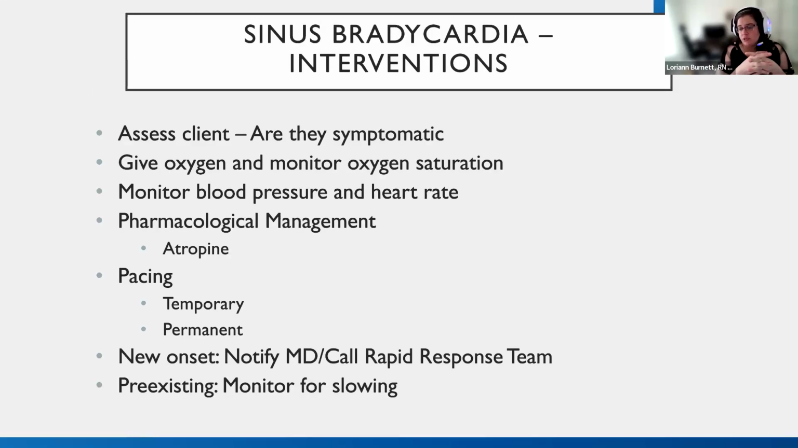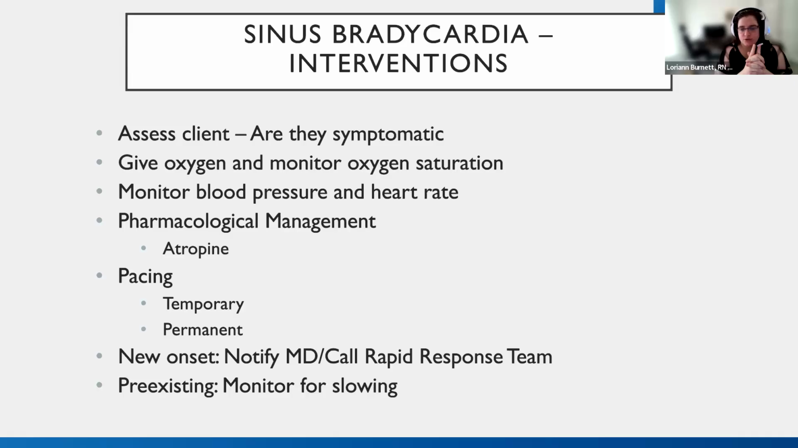So my first thing is going to be determining, are they symptomatic? Am I concerned? Are they having severe symptoms? If they're not, we're just going to continue to monitor. If we are, we're going to focus on oxygenation and monitoring, because usually the symptoms are due to lack of oxygenated blood getting to the tissue.